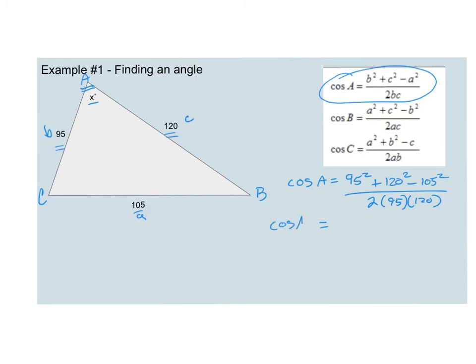So we have the cosine of A is equal to 12400 over 22800. Now, to solve for A, or to solve for that angle x, what we need to do is do the inverse cosine. So we do the inverse cosine of 12400 divided by 22800. And when you put that in your calculator, you should end up with 57.05 degrees when rounded to the nearest hundredth.